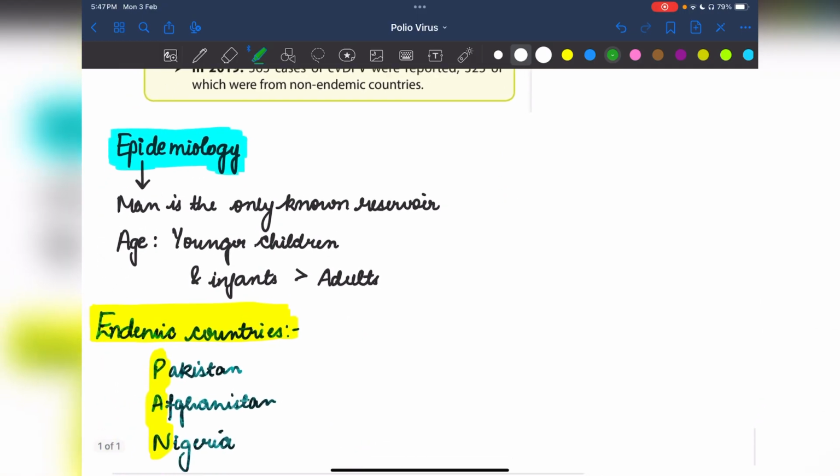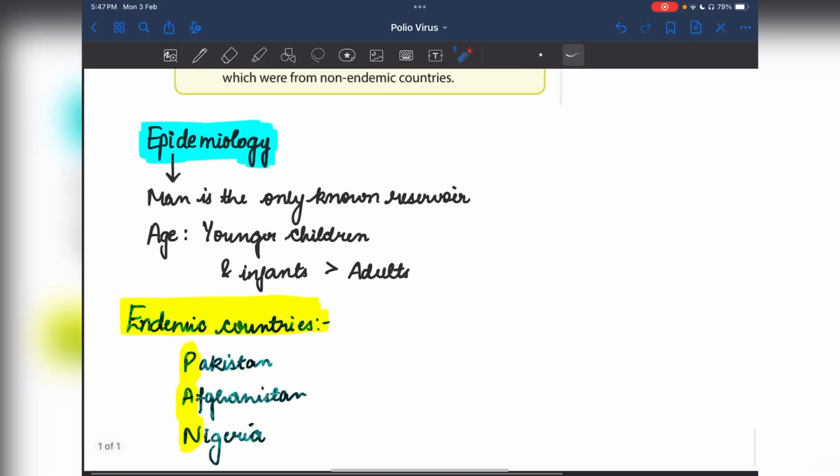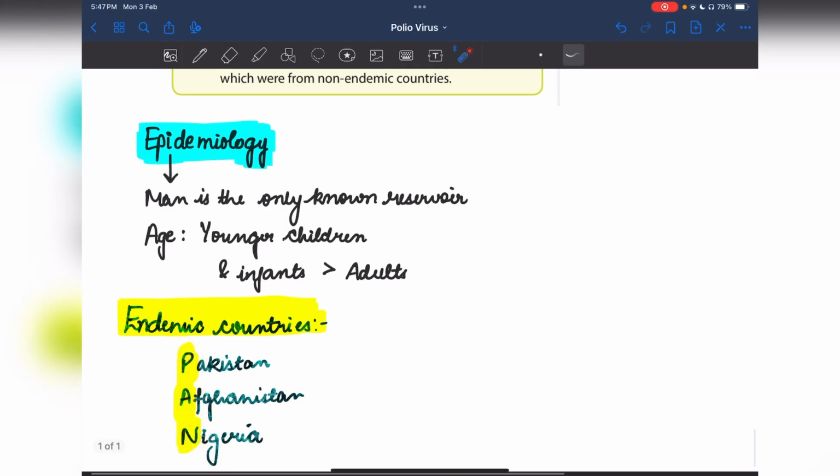Coming to epidemiology, man is the only known reservoir of poliomyelitis. There is no animal reservoir. In age comparison, as we have already discussed, it is an acute infectious disease of children, so it affects younger children and infants more than adults. Poliovirus 2 and 3 are globally eradicated, but there are still some countries endemic to polioviruses. You can remember them by PAN: Pakistan, Afghanistan, and Nigeria.